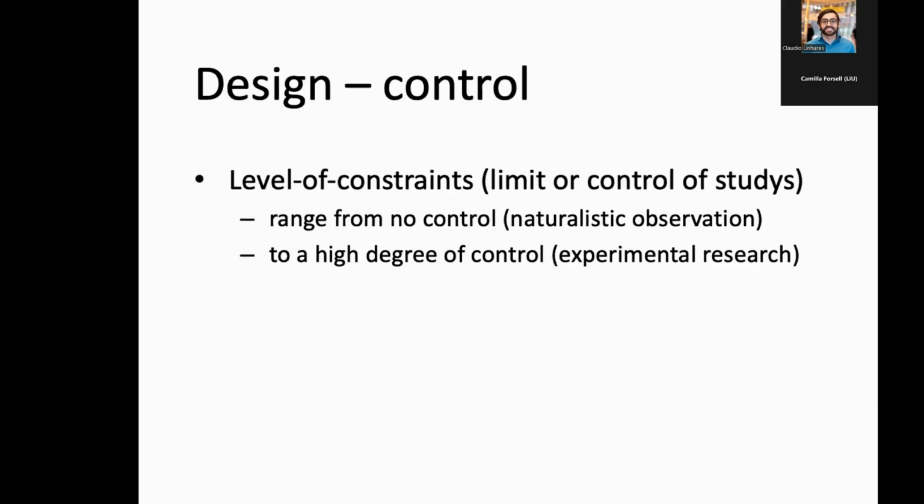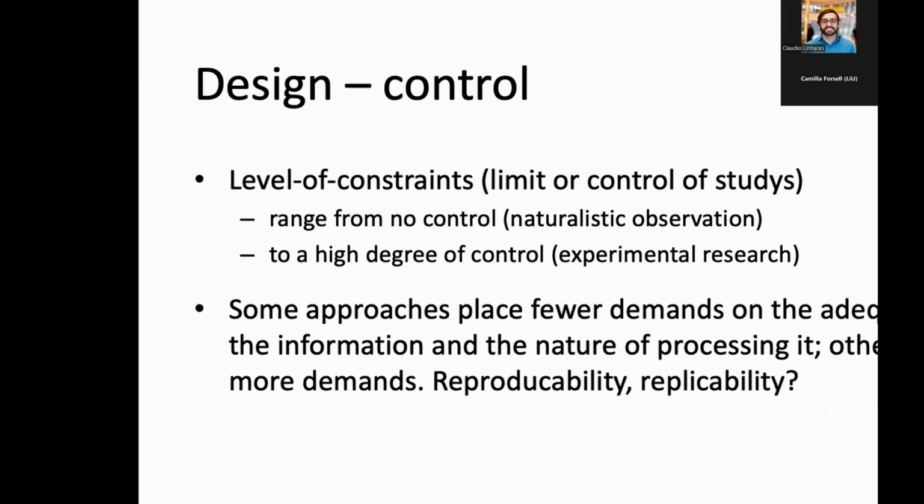And when we talk about these confounding factors, we talk about level of constraints. So it's actually the degree to which you try to limit or control your study in some way. And here it varies a lot. Some studies we don't control at all, or we just apply a bit of control, whereas in quantitative experimental research, there is a high degree. And yeah, some approaches actually place fewer demands and others more.